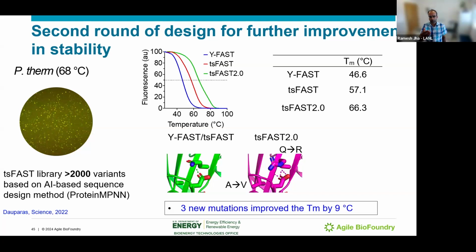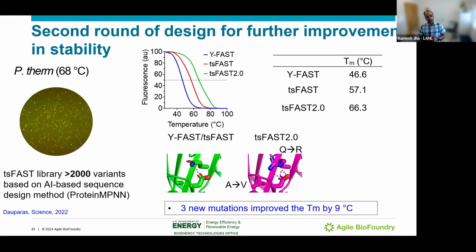And what I show you here in the middle panel is 3 different variants, starting from YFast, TS-Fast, and TS-Fast 2.0, which ultimately increased in thermal melt temperature from 46 degrees to 57 and ultimately 66. And again, we saw some very interesting mutations, which had more to do with space filling or coming up with new salt bridges.